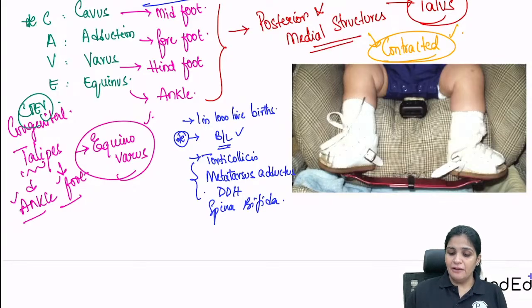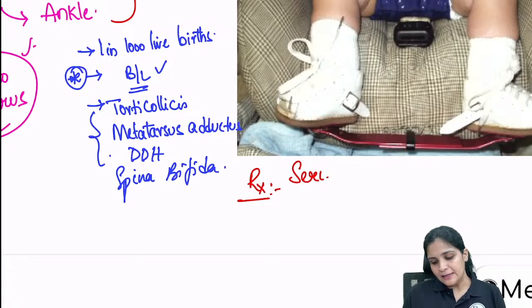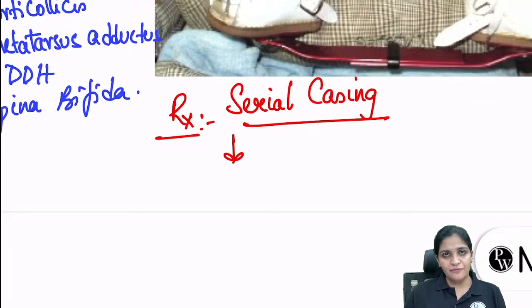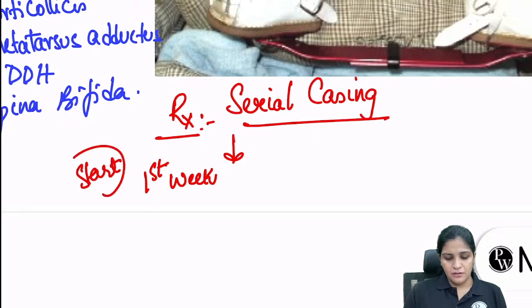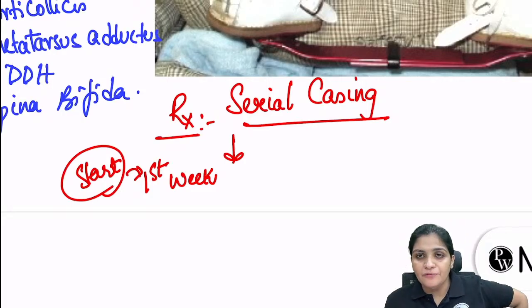And now, how do you treat it? Treatment is serial casting. So how do you do this? What is the technique we use? Serial casting, start right from the first week of birth. What is the name of the technique which we use for serial casting?